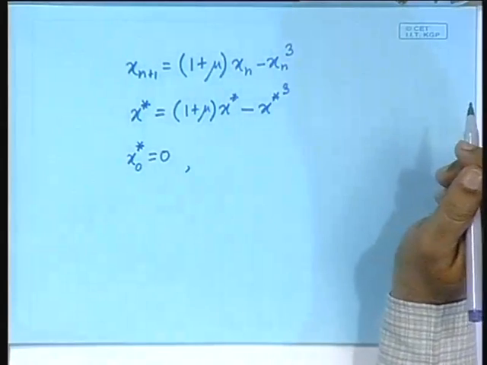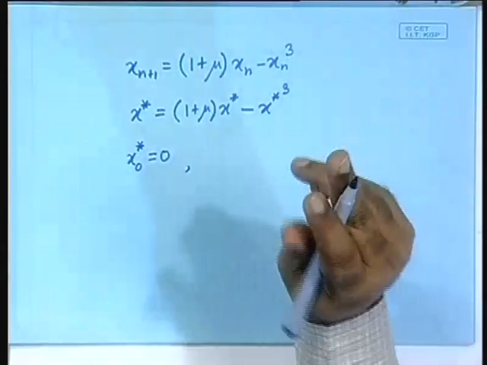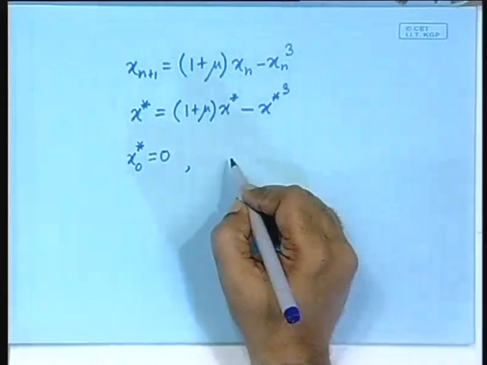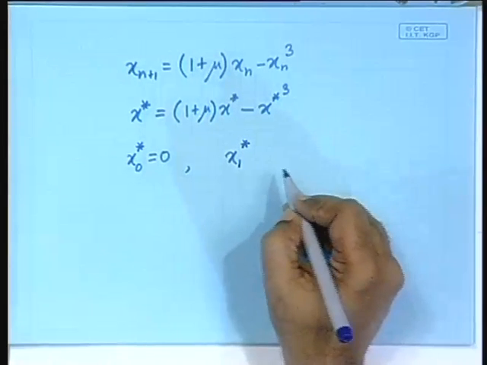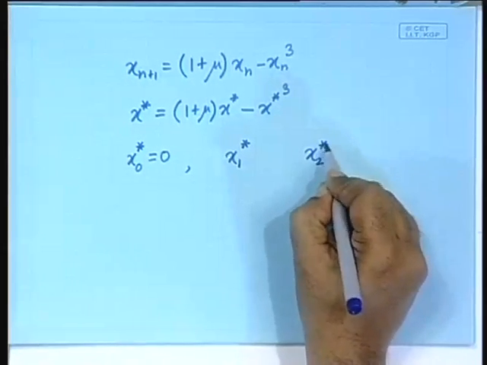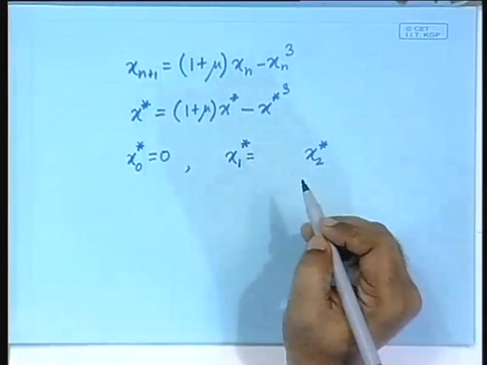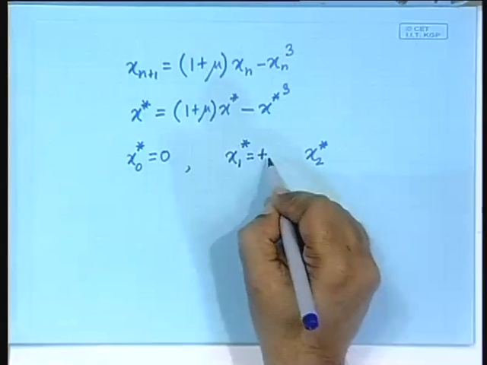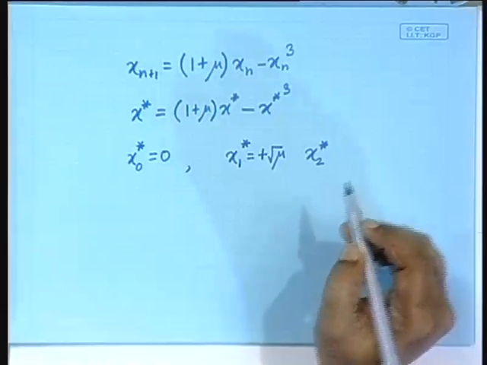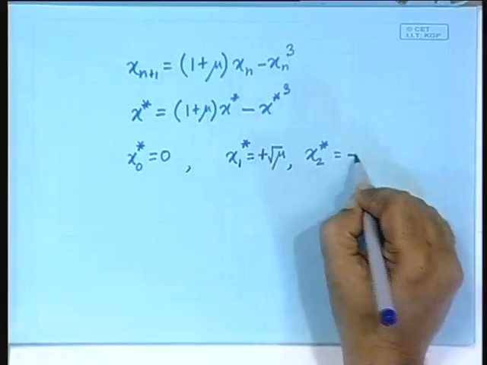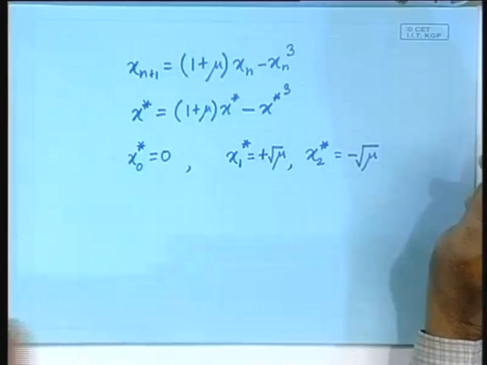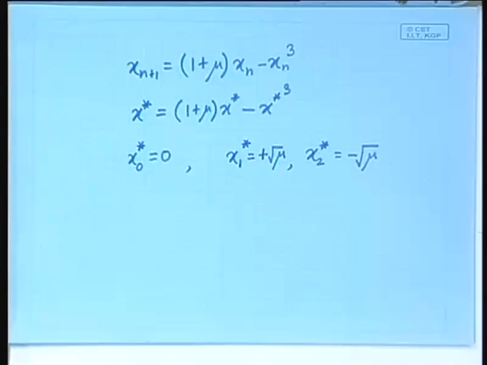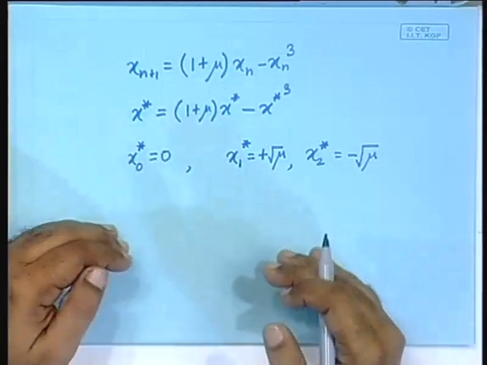So, one fixed point at, let us say x 0 star is at 0, and the other fixed points, there are two other fixed points. So, you have x 1 star and x 2 star, let us call them like this, and this is plus root mu and this is minus root mu. Okay. So, there are 3 fixed points. Good. What is the next step?